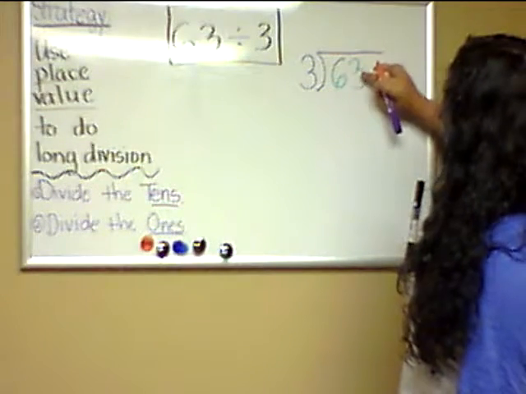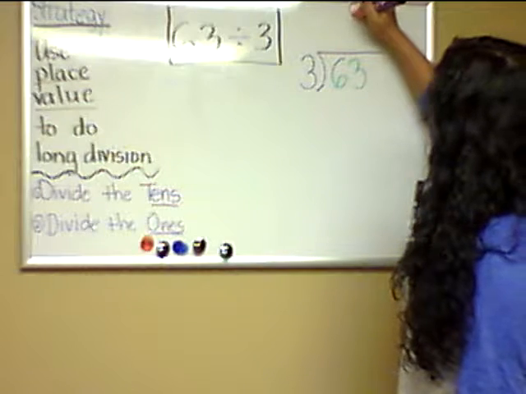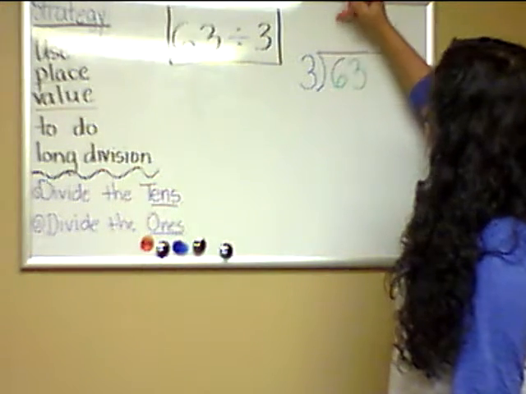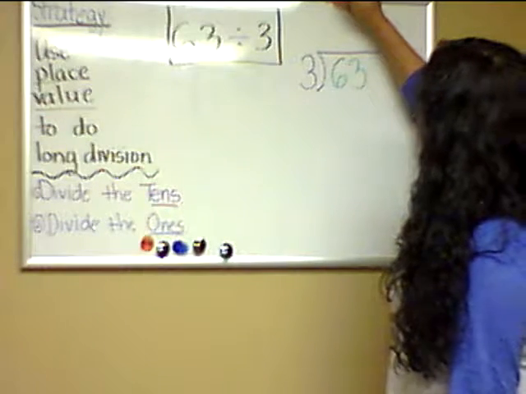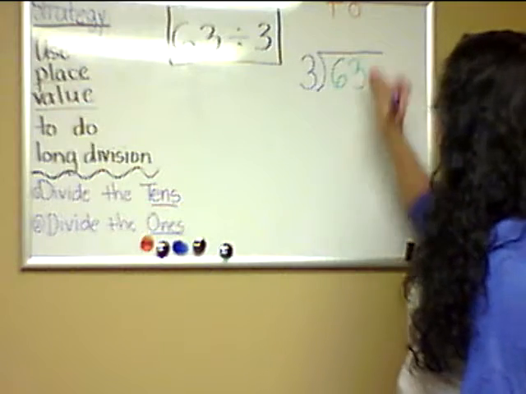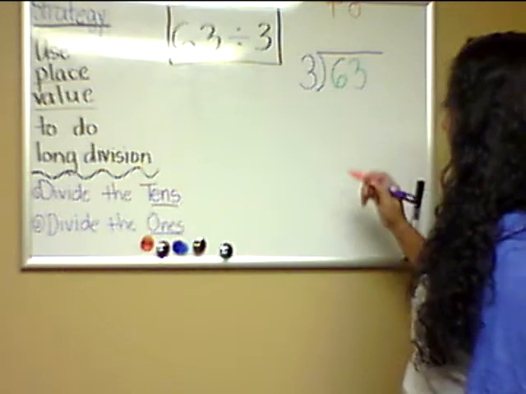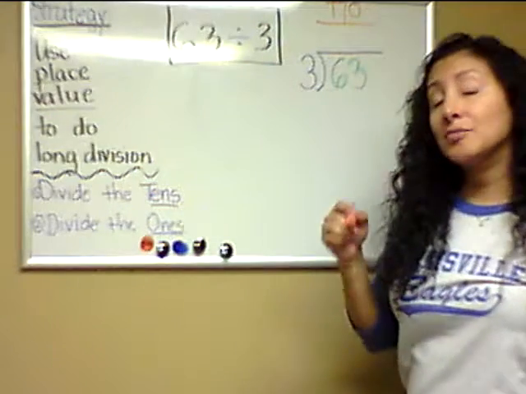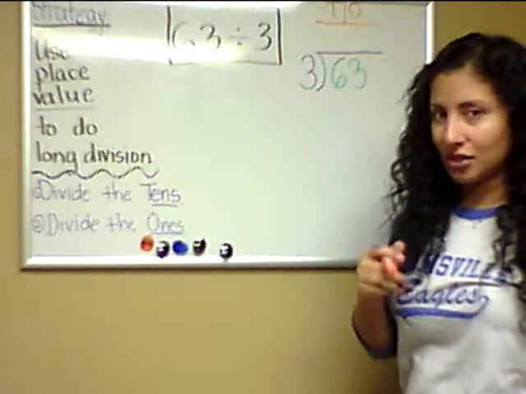This number, 3, is in the ones place, so write a small place value chart above it. 6 is in the tens place. Just keep in mind these numbers are all in the tens place. These numbers are in the ones place. Let's begin our process of long division.